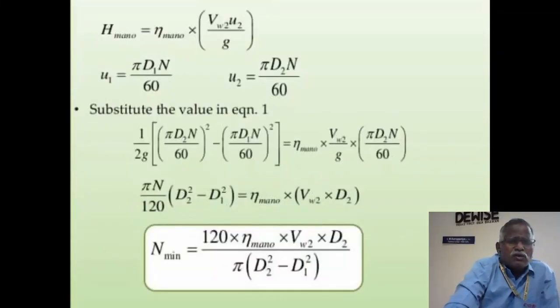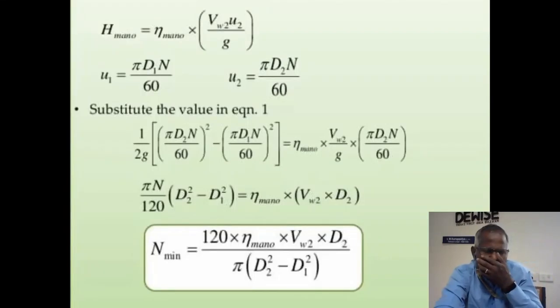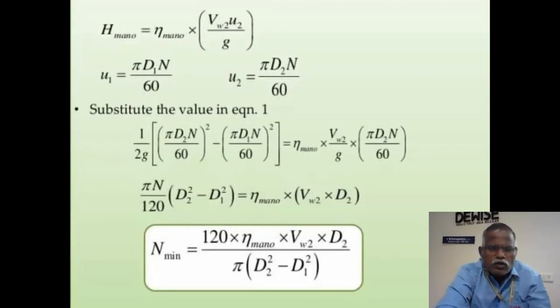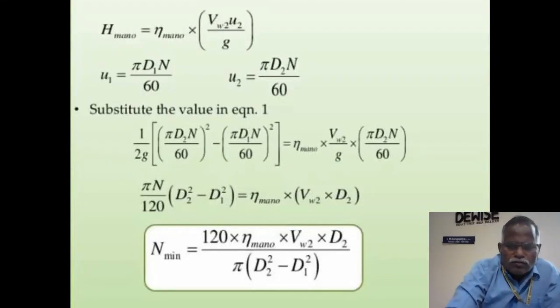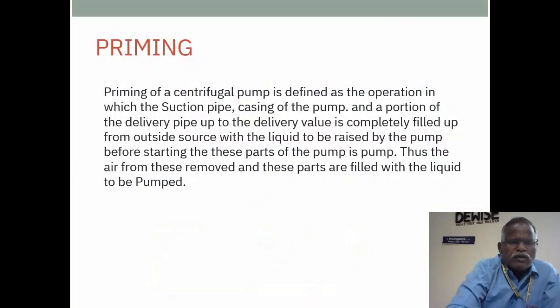This is a formula to find out U1 and U2. U1 is equal to pi D1 N divided by 60, and U2 is pi D2 N divided by 60. Substituting the values in equation 1 previously, we can finally get the minimum number of rotations per minute. N minimum is equal to 120 into Vw2 into D2 divided by pi into (D2 square minus D1 square).